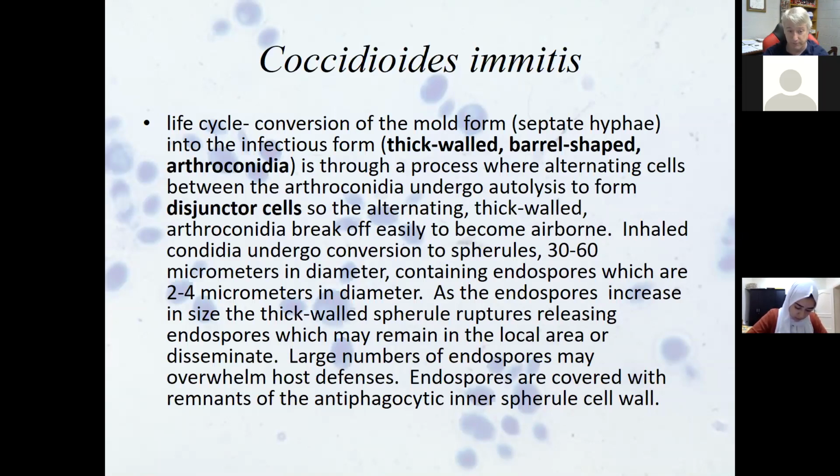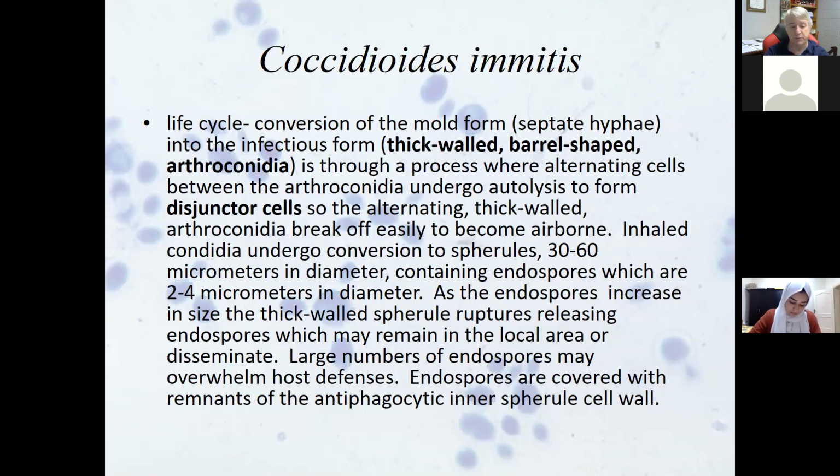They're inhaled. Okay, so when they're inhaled, the conidia undergo conversion to spherules, 30 to 60 micrometers in diameter, containing the endospores that we just saw on the stained slides previously. And as the endospores increase in size, the thick-walled spherule ruptures, releasing those endospores, which may remain in the local area or disseminate. So they may move from the inhalation in the lungs, or they disseminate into the organs.